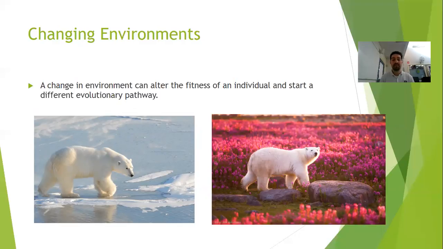Now, if we change the environment, you could see very quickly that a polar bear's fitness may decrease very quickly. So imagine if it was bright purple everywhere where a polar bear was found. You'd imagine that they'd stand out much more. Their fitness would then reduce and they're less likely to pass on their genes to future offspring. So a change in environment can really alter natural selection.